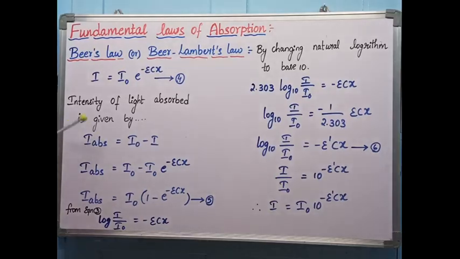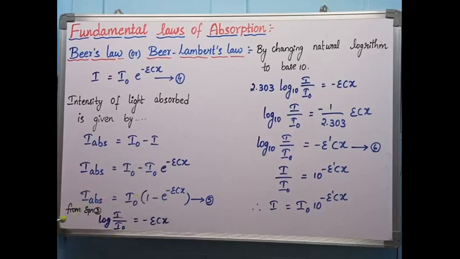From this I'm calculating the intensity of absorbed radiation. The absorbed radiation can be calculated by I naught minus I. I naught means the intensity of incident radiation and I means the intensity of radiation after passing through the medium. If I subtract both, then I'll get the absorbed radiation. Here we know the I value, so I'm substituting: I absorbed is equals to I naught minus I naught into e power minus epsilon Cx. If I take I naught common, then I'll get I naught into 1 minus e power minus epsilon Cx. This is equation 5.